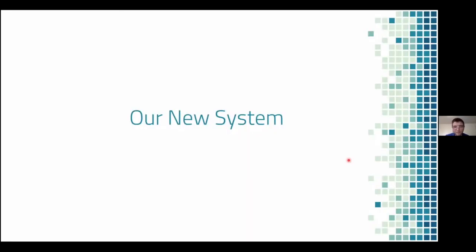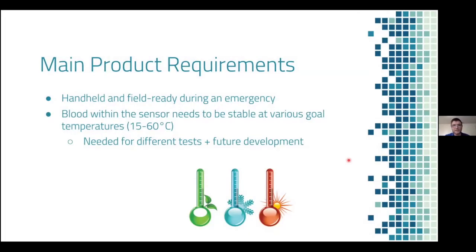So the alpha prototype was pretty rudimentary, so we wanted to design a new system. Some of the main product requirements of this system is that it has to be handheld and field ready during an emergency. Also, the blood within the sensor needs to be at a stable temperature for various goal temperatures. We gave Aptitude the flexibility with our final design to heat or cool anywhere between 15 and 60 degrees Celsius. This is useful for Aptitude because they are not exactly sure where the best temperature is for their test.